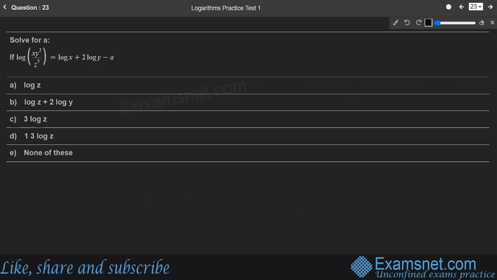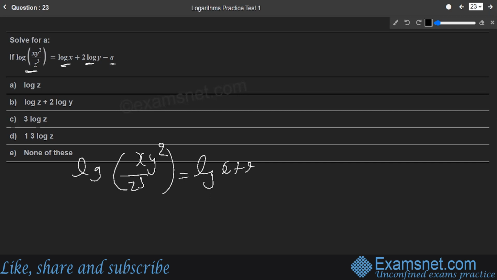Okay, next question. Log of xy square over z cube is equal to log x plus 2 log y minus a. So we have to typically solve for a. Let us try to do it. This is the expression given to us. Log of xy square over z cube is equal to log of x plus 2 log of y minus a. We have to solve this expression for a.